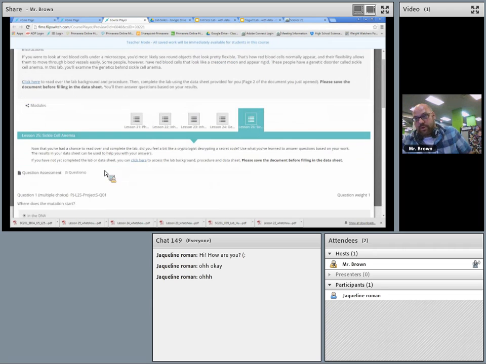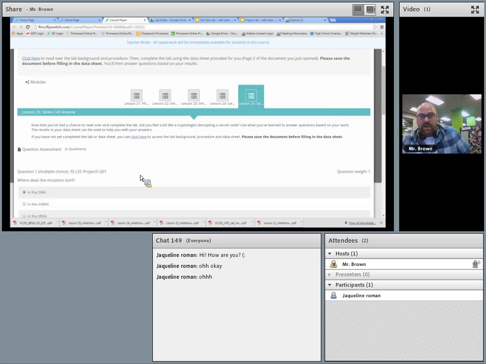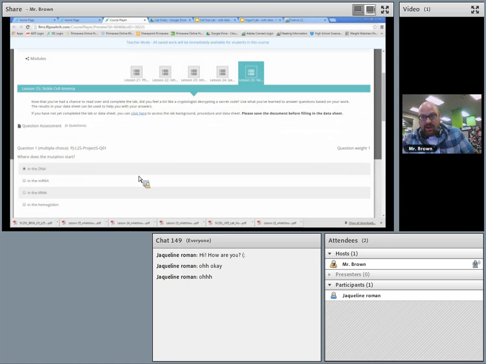Question number 1 is computer graded. Where does mutation start? All mutation begins in the DNA. That is where your genetics, all your genes, are held. So any type of mutation will begin in the DNA.